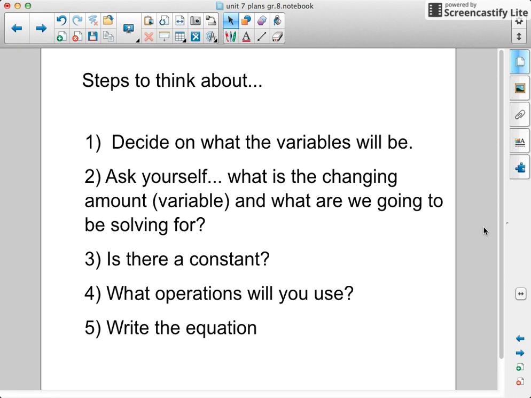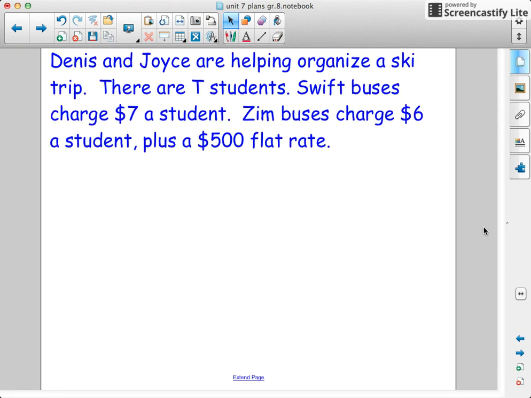Is there something that does not change in this question? What operations will you use? And finally, you're going to write the equation. You should also check at the end to make sure that you are correct. So we're just going to look at examples. The best way to learn it is to just practice and see what you need to do.